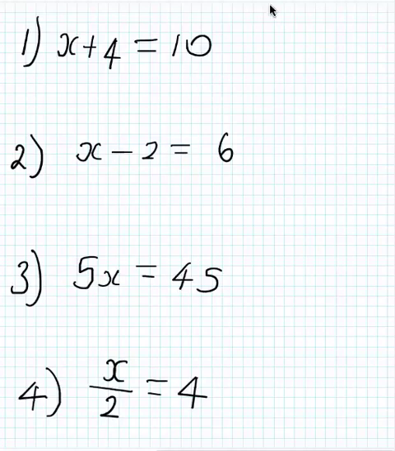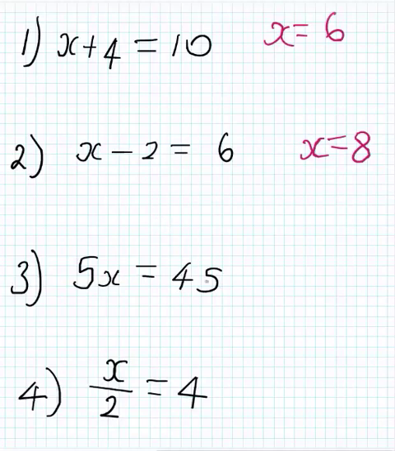Now, with the first one, we see that it's asking us, is there a number plus 4 to give us 10? And mentally we know 6 plus 4 will give us 10. So straight away we can mentally work this one out. X will have to equal 6, because 6 plus 4 is 10. Down here we've got a number minus 2 to give us 6. Well, we know that 8 minus 2 will give us 6, so mentally we can work this out. X will have to equal 8.